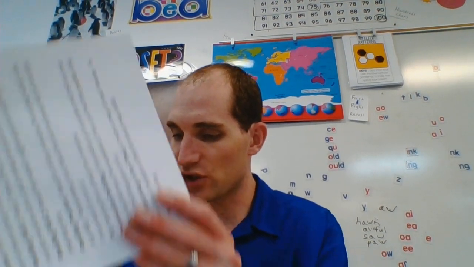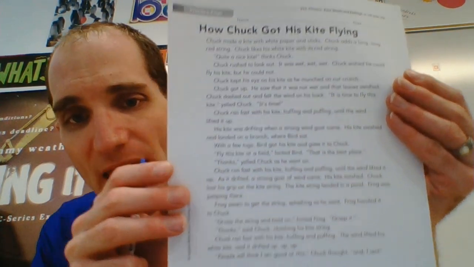Read how Chuck got his flying kite. This is a long story, and so just stick with it and do your best. But the reason we're practicing this story is it has the type of words that we want to practice this week. Words that have a short vowel sound and then an ed or an ing ending, which is the same thing we're practicing for spelling. Here are some of the words from the story.